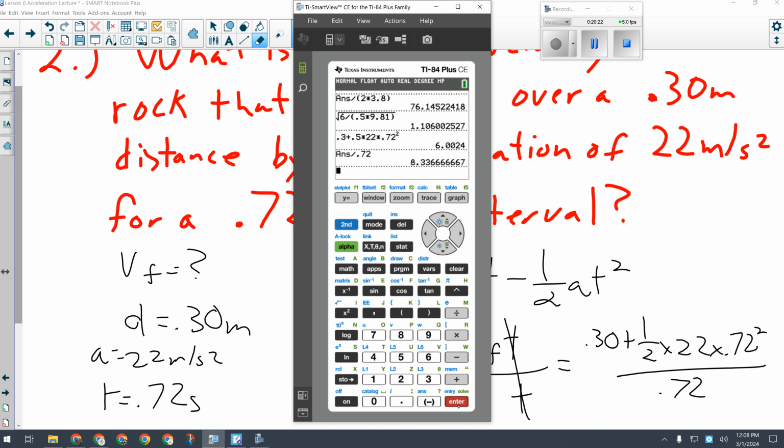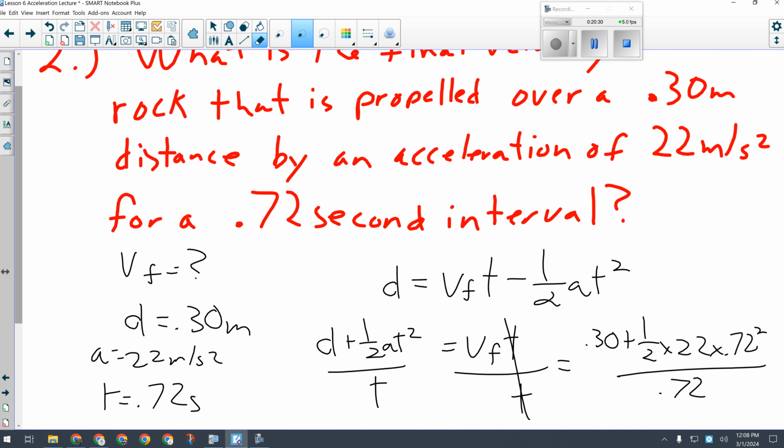So we'd be looking at a final speed, because they didn't actually give me any directions here, of 8.3 meters per second. If I was going to put a velocity on that, I guess I would say positive. Questions on that one?